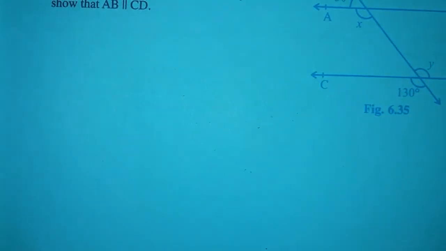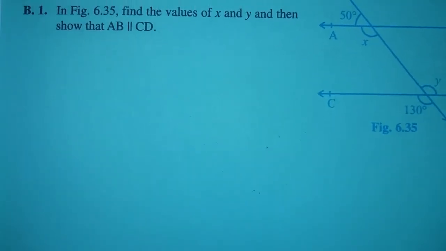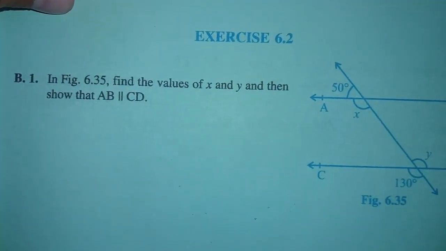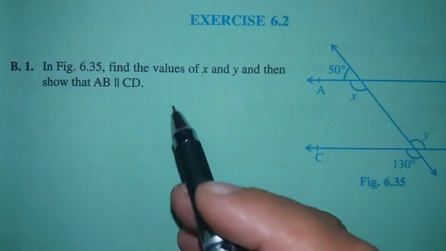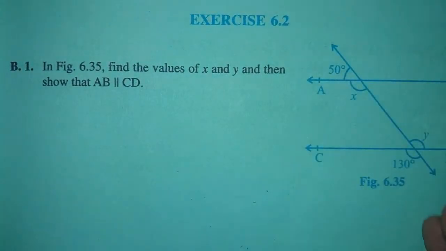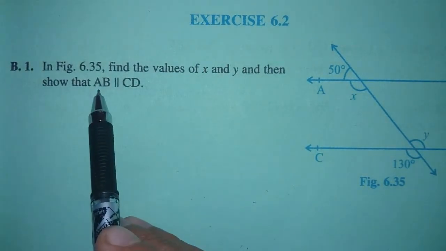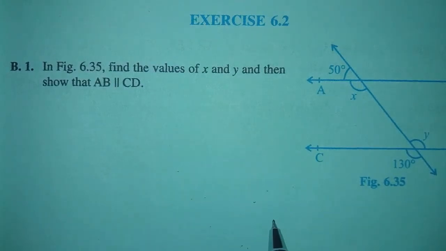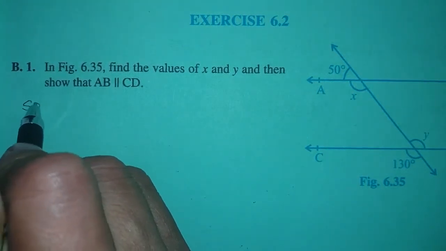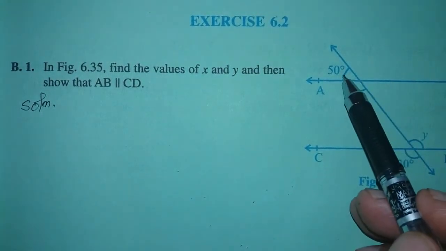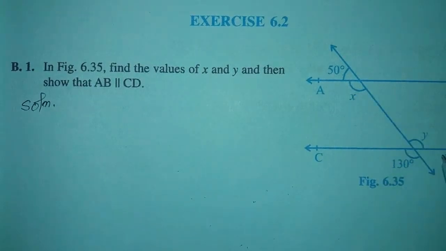Okay, now we will go to exercise 6.2. Those are the important properties that you have to keep in mind while doing this exercise. Let's see the first question here. In the figure, find the values of x and y and then show that AB is parallel to CD. Okay, solution. Let's see the figure here. This is 50 degree, this is x, y is here, and again this is 130 degree.